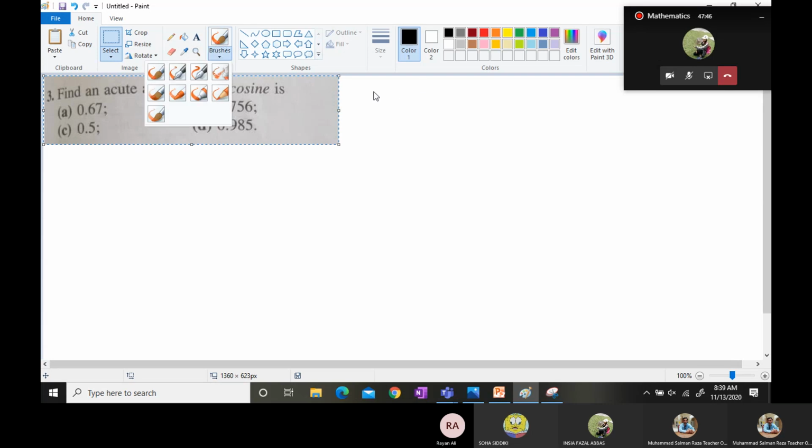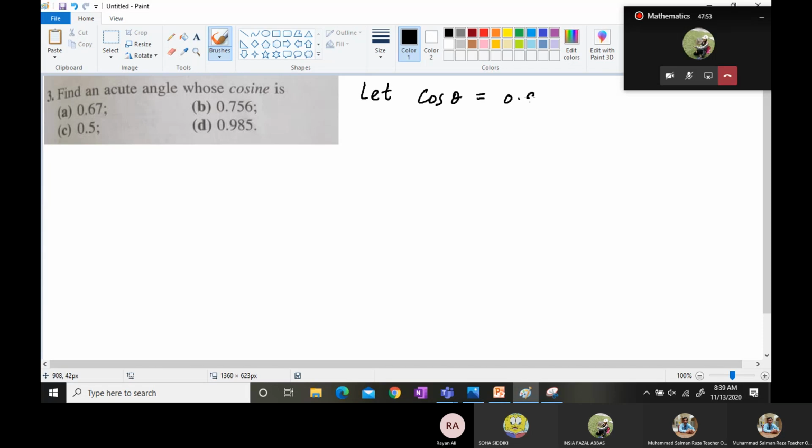So what I'm going to do, I'm going to start with the same thing. Let cos theta is equal to 0.985. And again, theta remains as it is over here. Cos shifted to the other side, and it becomes cos inverse of 0.985, which is 9.93 degrees. You can see that we have converted both of them.